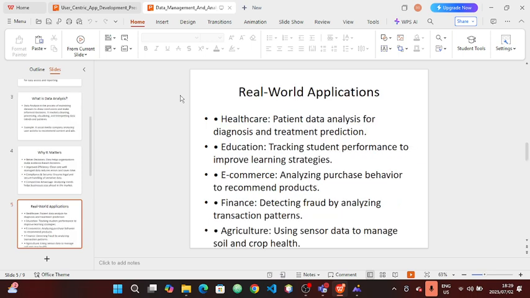Real world applications. Healthcare: patient data analysis for diagnosis and treatment prediction. Education: tracking students' performance to improve their learning strategy. E-commerce: analyzing purchase behavior to recommend products. Finance: detecting fraud by analyzing transaction patterns. Agriculture: using sensor data to manage soil and crop health.